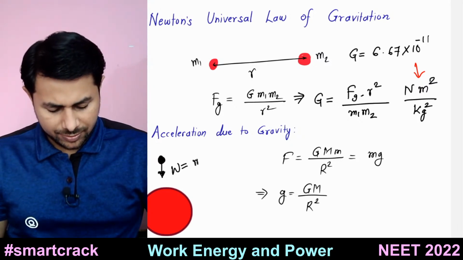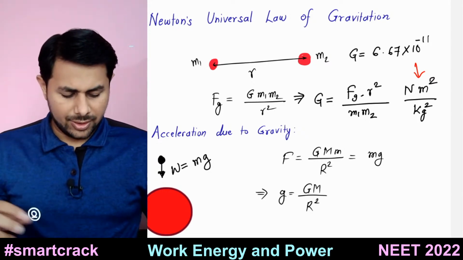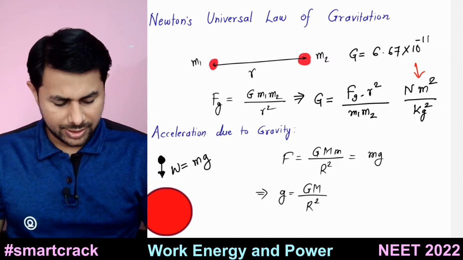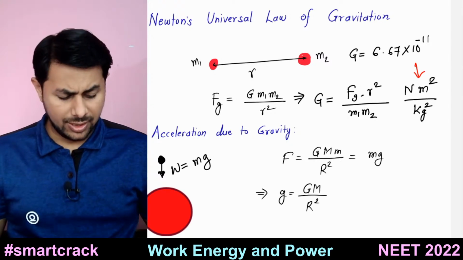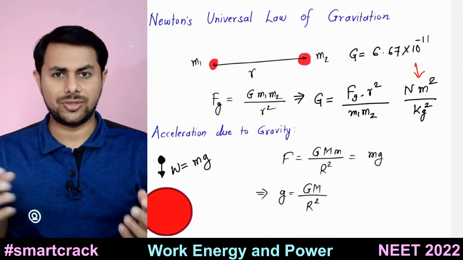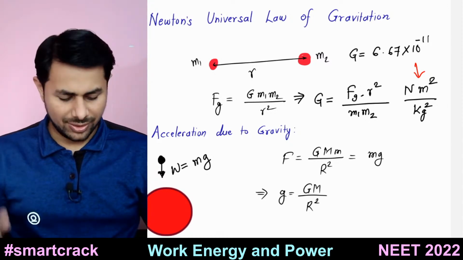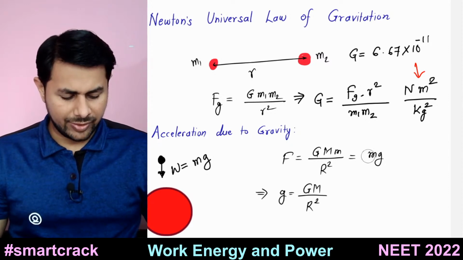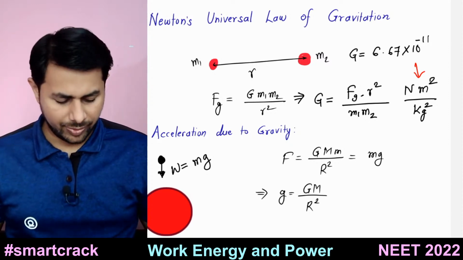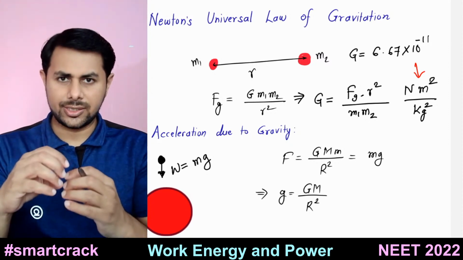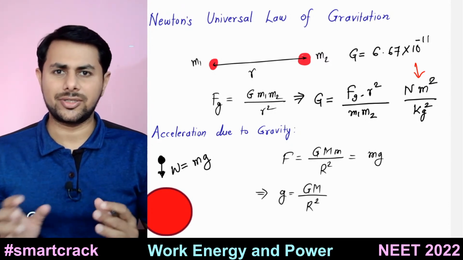So W equals mg is the weight, and gravitational force we know it is GMm over r square. It should be equal to the weight, because weight is nothing but the gravitational force exerted by earth on the object. So this m and m will get cancelled out, and you will get g equals GM over r squared. If the object is on the surface of earth, it will be GM over capital R square, where capital R is the radius of the earth.